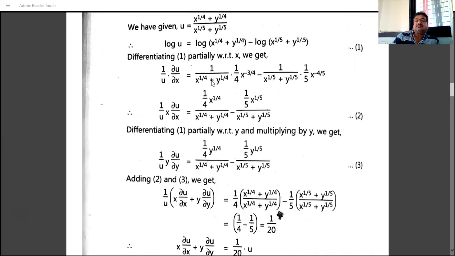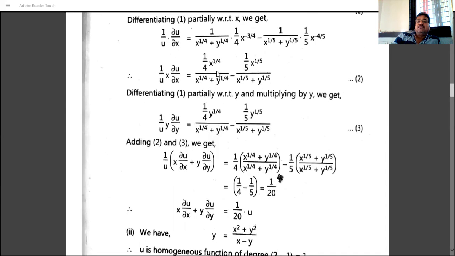So we have this answer, 1 by u x ∂u/∂x, that is multiplied by x, then 1 by 4 x raised to minus 3 by 4, and x raised to 1 is x raised to minus 3 by 4 plus 1, that is 1 by 4. Similarly, x raised to minus 4 by 5 and x raised to 1 is x raised to minus 4 by 5 plus 1, that is 1 by 5. So base same, then addition of powers. So we have this 1 by u x ∂u/∂x.